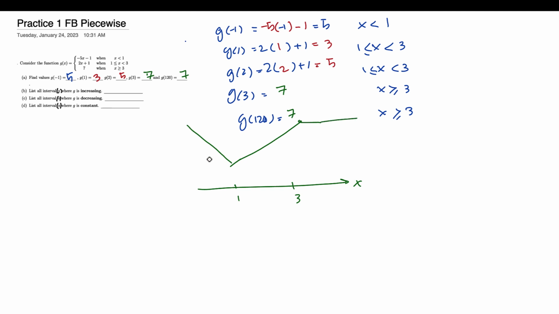So again, slope tells me if it's increasing or decreasing. And the first piece has a negative slope. Therefore, between -infinity and 1, if you look at the x-axis, you can see that it's decreasing. So I put in here -infinity and 1 with open parentheses. And then between 1 and 3 it is increasing, open parentheses. And then after 3, 3 and infinity, it's constant.